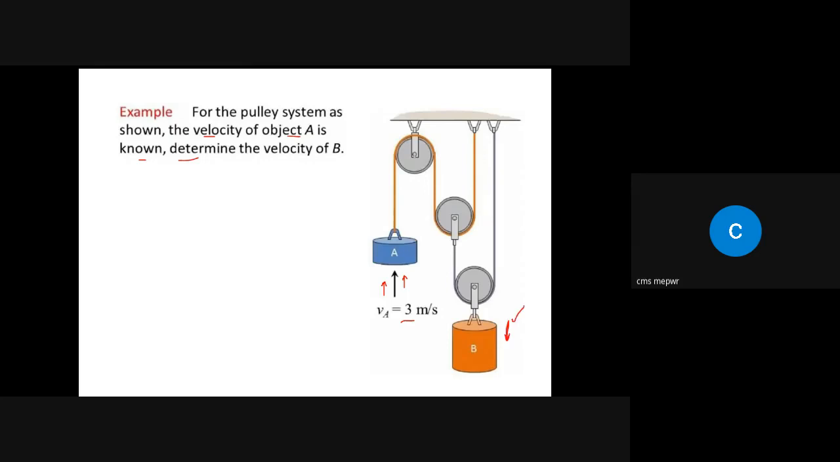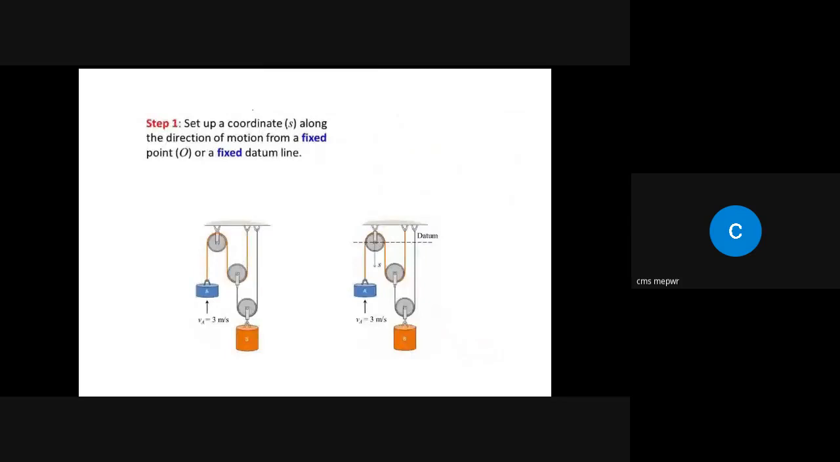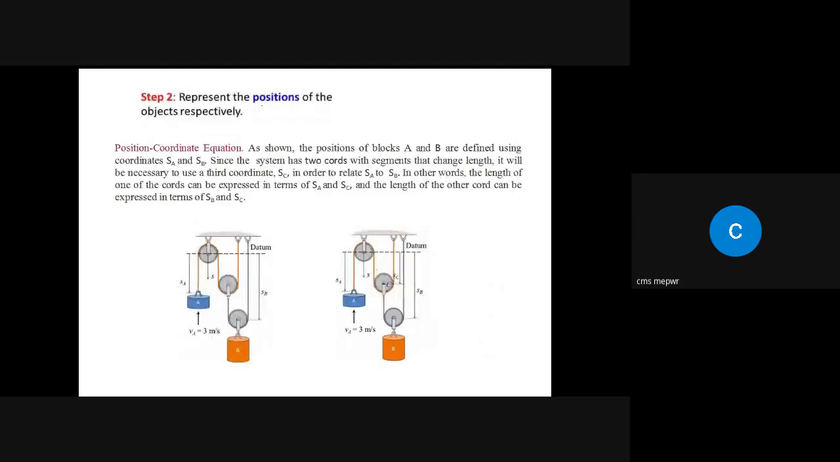So let's apply all those steps. The first step is setting a datum plane, let it be here, and then the second step is specifying distances. Let this one be positive s. Then we need to identify the distance of object A, and similarly the distance of object B. So the first step is to set up a coordinate along the direction of motion from a fixed datum line. Let this one be the datum and let this be the positive displacement. Now represent the position of each object. One thing we have to note here is that in this case we have two ropes.